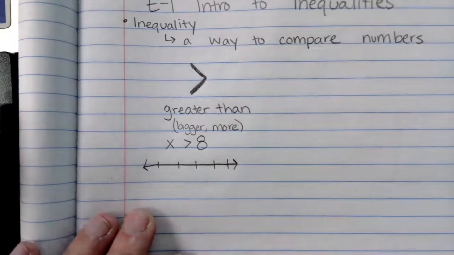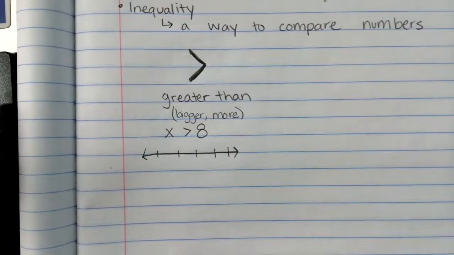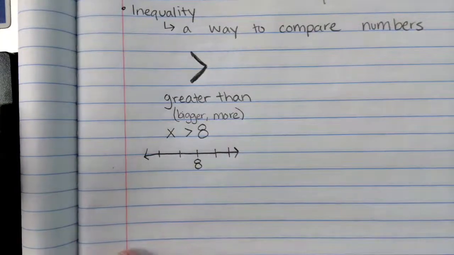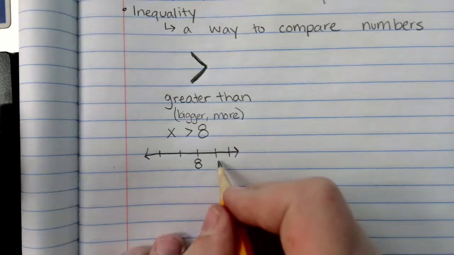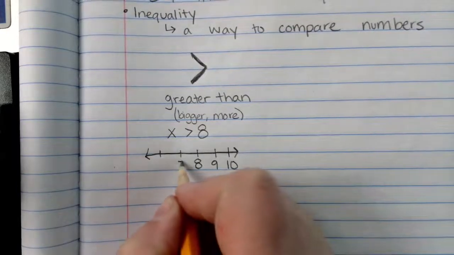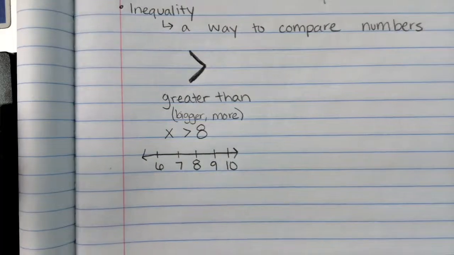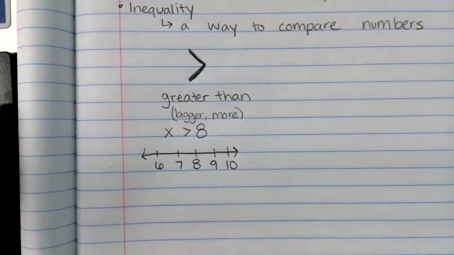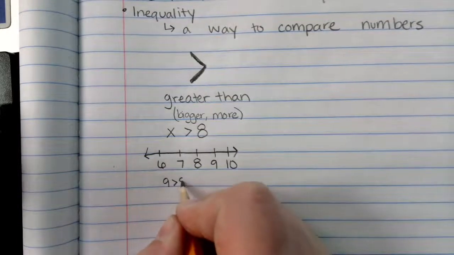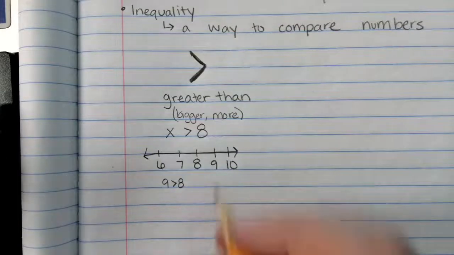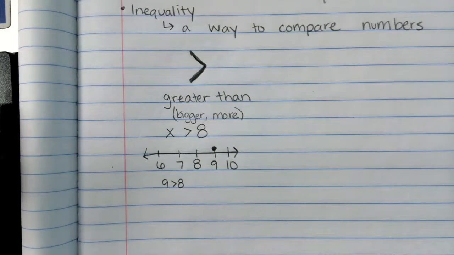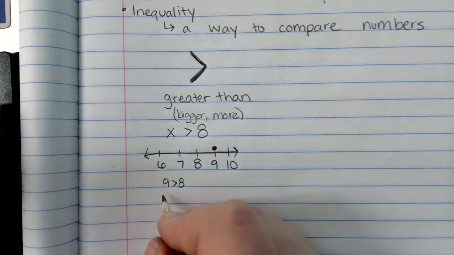If I put 8 in the middle, what's going to go on the right of 8? 9, and then 10. To the left is 7, and then 6. Alright, so what we want to ask ourselves is which numbers are greater than 8? And I heard all of you say 9 is greater than 8. So does 9 work? Yes, so I'm going to put a little dot above 9 saying, yep, that works. Are there any other numbers that work? 10. Is 10 greater than 8? Yep. So I'm going to put a dot above 10.